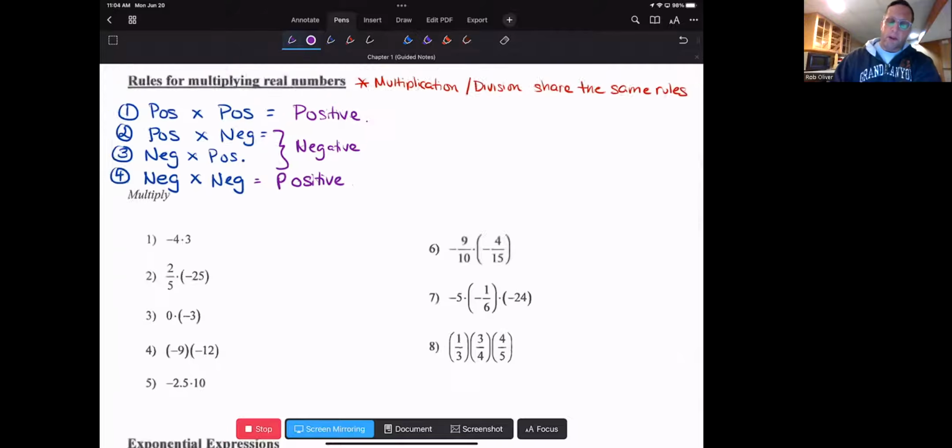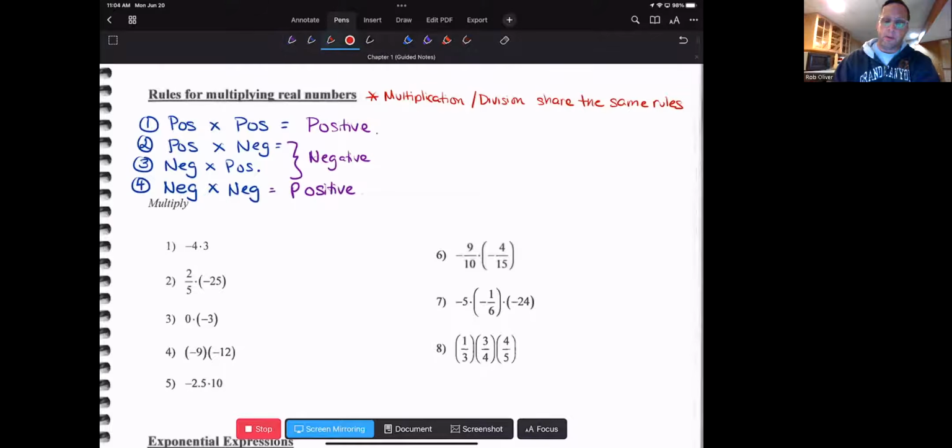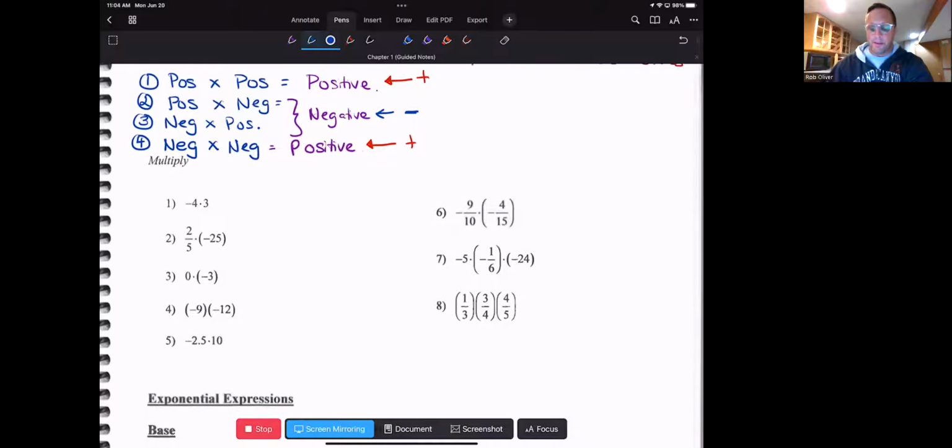Another thing to point out, which some people notice, is that when the signs are the same, when you're multiplying or dividing a positive times a positive or a negative times a negative, notice how it's positive. And when the signs are different, a positive times a negative or a negative times a positive, that is going to be negative. So if you think about it, there's really only two rules. Same signs is going to be positive. Different signs is going to be negative.